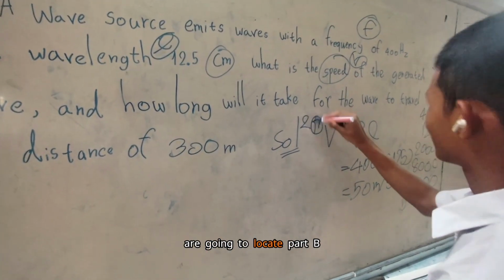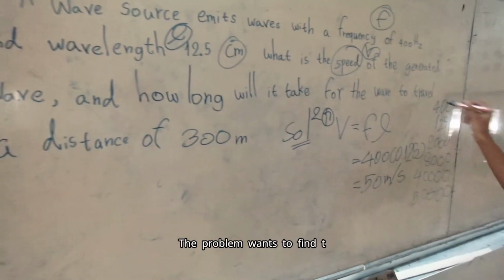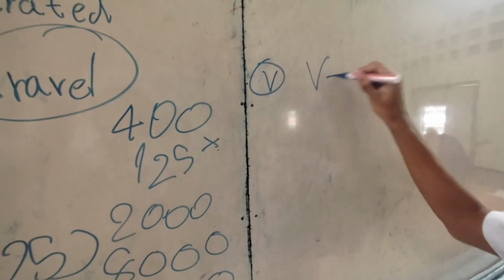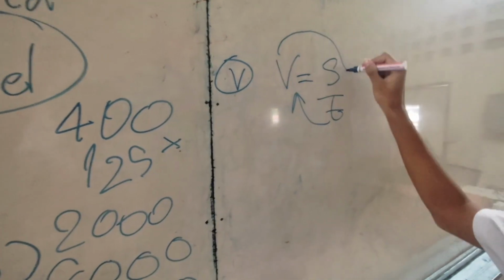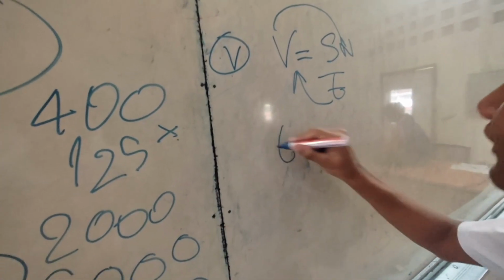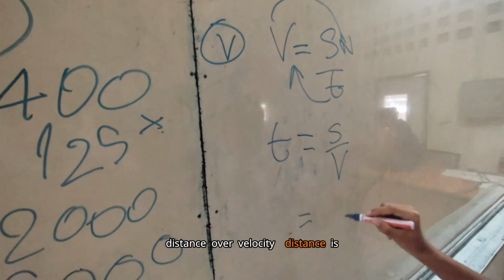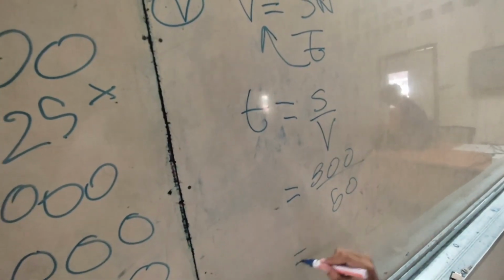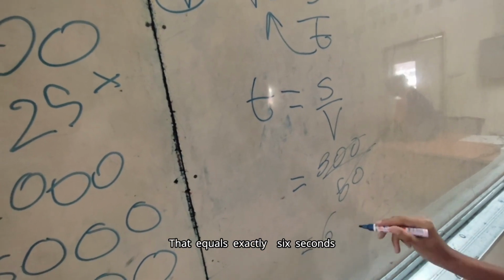Now we are going to locate part B, and part B is over here. The problem wants to find T. The problem gives S. V equals S over T. Bring it down now. The value of T is equal to distance over velocity. Distance is equal to 300 and velocity is 50. That equals exactly 6 seconds in total. Completed.